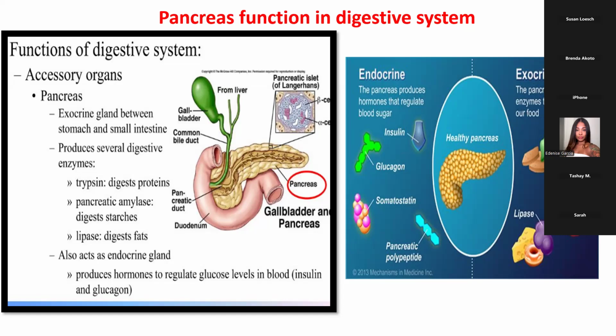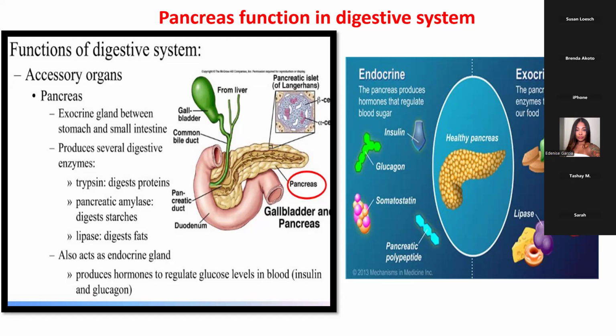As an exocrine gland, then it helps digest our food. So those are the two differences, okay? Exocrine, it's going to work in the digestive system, and it's producing the amylase, the lipase, the trypsin. So here again, it's just showing you that the trypsin is helping to digest those proteins, the amylase, the starch or the carbohydrates, and the lipase is helping with the fats.